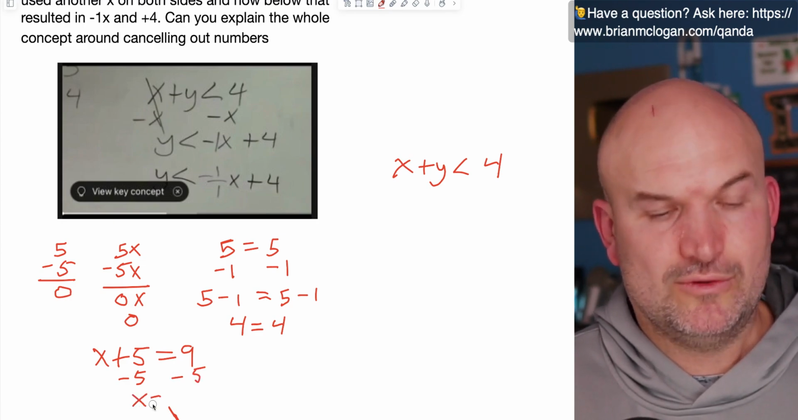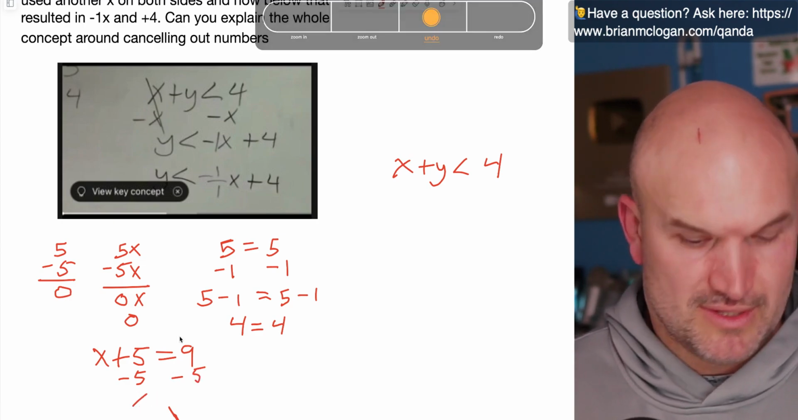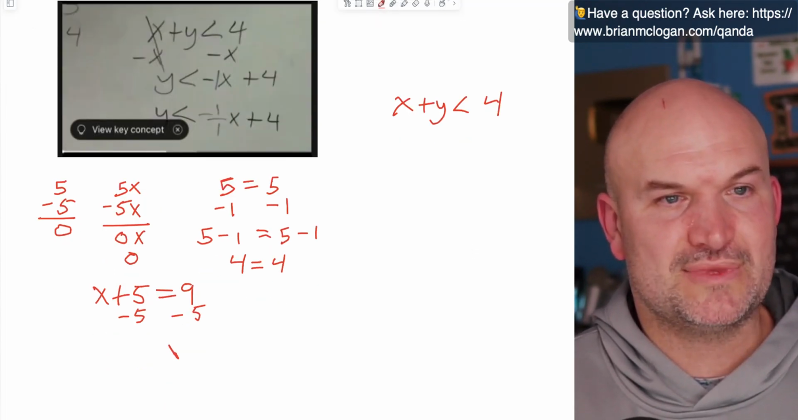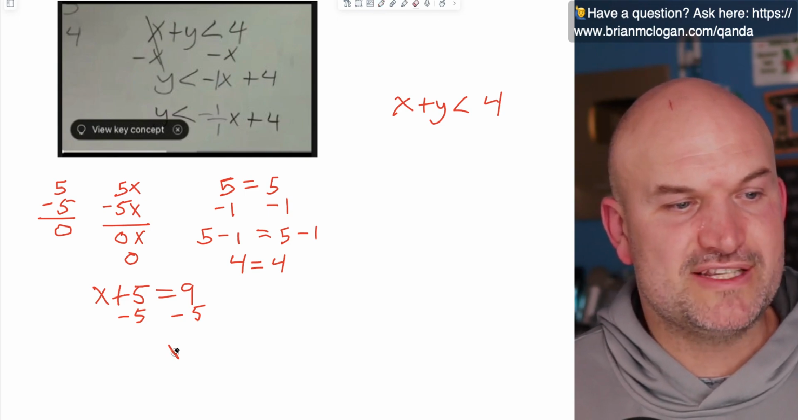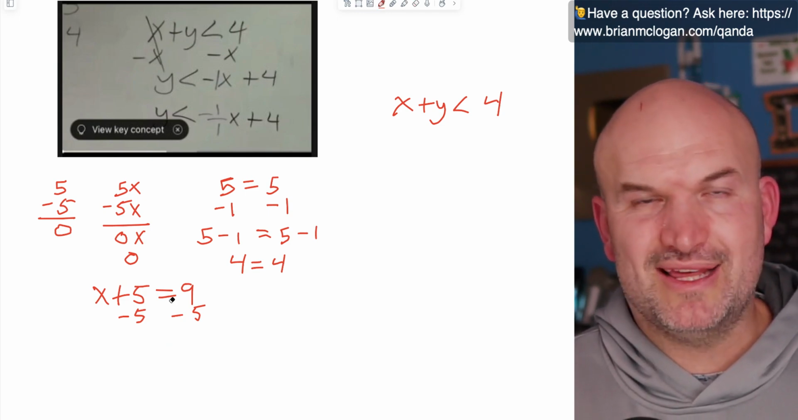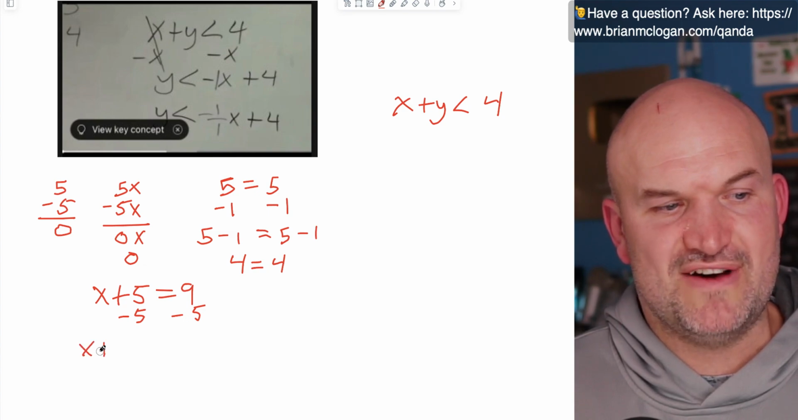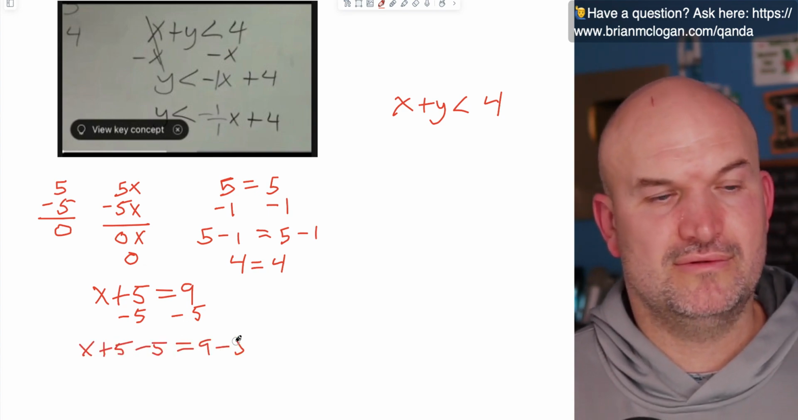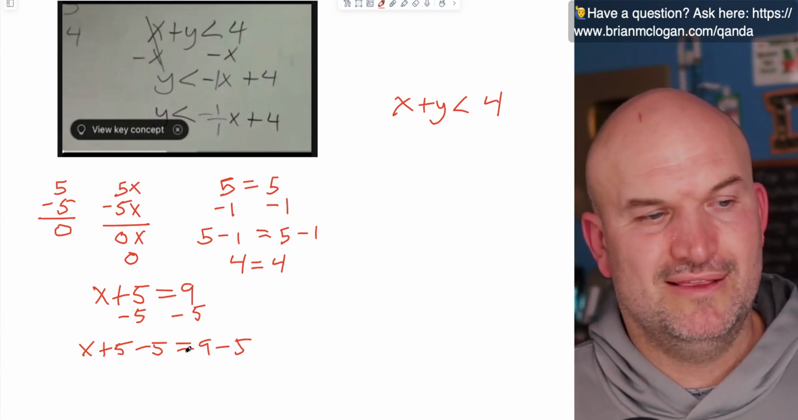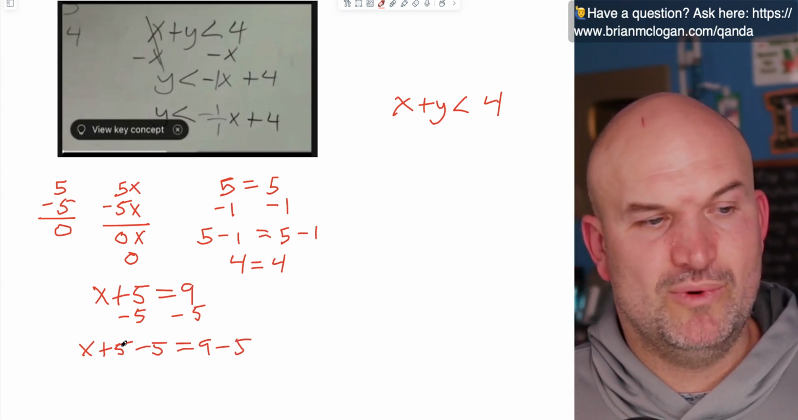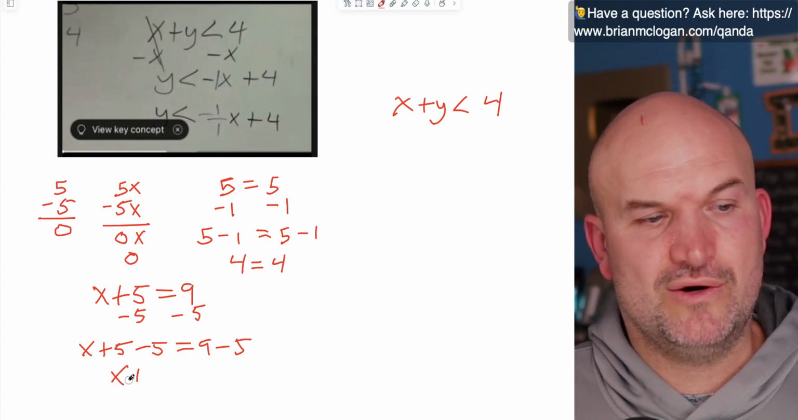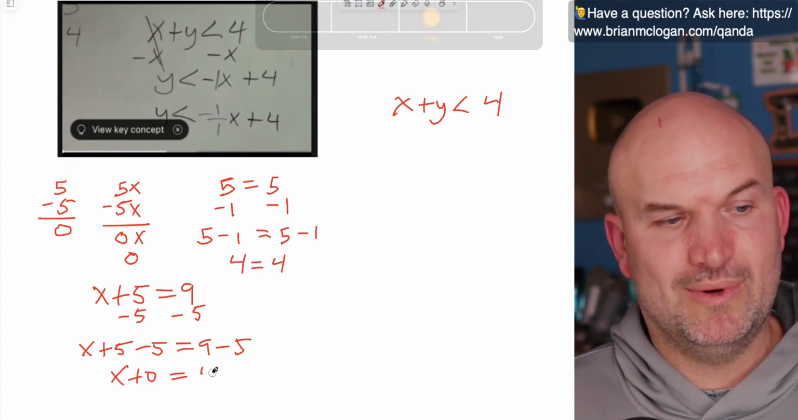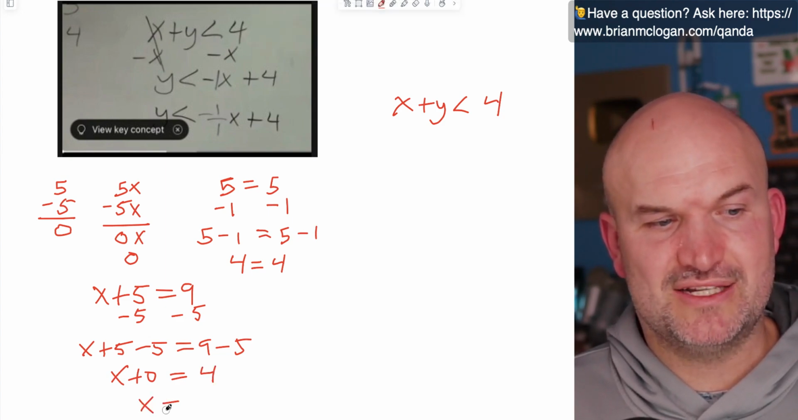Sorry, I was actually going over what I didn't want to do for you. So now, if I subtract a 5 on both sides, we write it like this, but technically what it's doing is x plus 5 minus 5 equals 9 minus 5. You could also write it like that. This just saves some room here. So what is 5 minus 5? Well, that's x plus 0 is equal to 9 minus 5, which is 4. Well, what is x plus 0? x. So x equals 4.